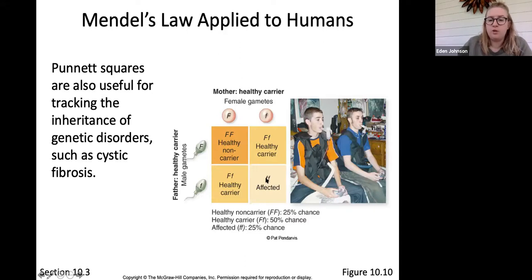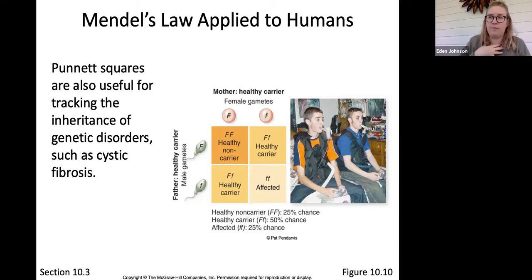So if you have an individual with two recessive alleles, that person is affected with cystic fibrosis, meaning that they have cystic fibrosis. And if they aren't showing symptoms yet, then they will. On the other hand, if you are homozygous dominant, meaning you have two of the same allele and it's the dominant allele, so big F, then you're what's known as a healthy non-carrier. You are a healthy individual. You do not even have a single little f allele that you could pass down to your offspring.